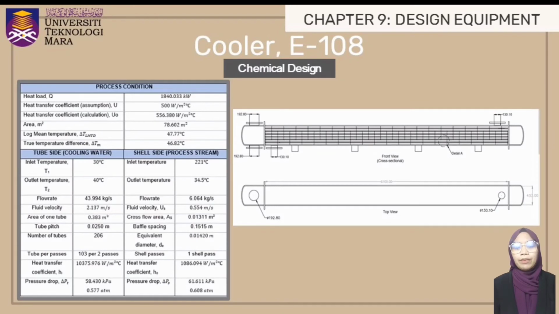The chemical design has been performed by assuming the initial heat transfer coefficient, which results in a surface area of 78.6 meters square. From the requirement of the surface area of E108 and the dimension of the tube, the number of tubes needed in the process is 206. The ratio of tube length to the shell diameter is 14, and this value is acceptable in order to reduce the cost of the heat exchanger.